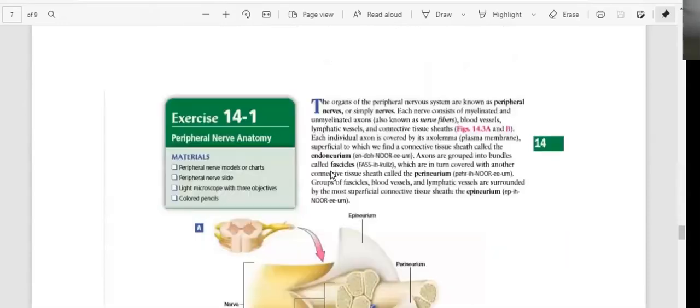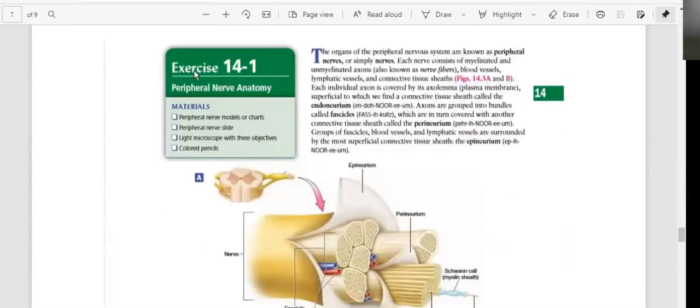Now we have the peripheral nervous system. Remember, the nerves are basically axons, right? You have in here axons right there, and these axons are going to be covered with endoneurium, right? So this axon right here is going to be covered in endoneurium. So then if you put together a whole bunch of axons, you're going to get a fascicle. So that's a fascicle.